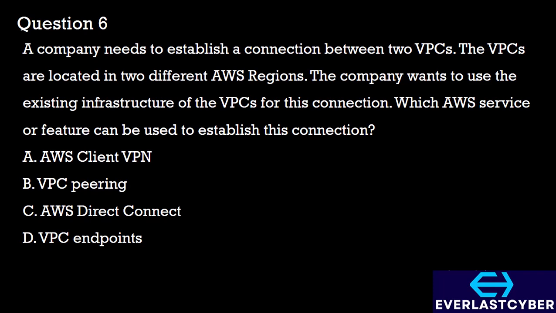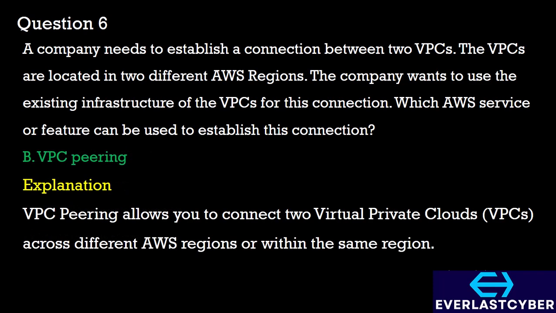So for this scenario, our answer is option B, VPC peering. This will allow routing of traffic between VPCs using the existing infrastructure of each VPC without needing additional hardware or VPC connections. So VPC peering is ideal for establishing a connection between VPCs in different AWS regions or even within the same region.